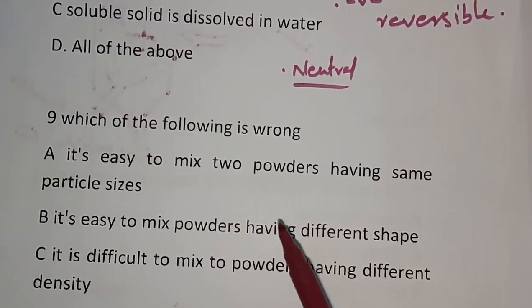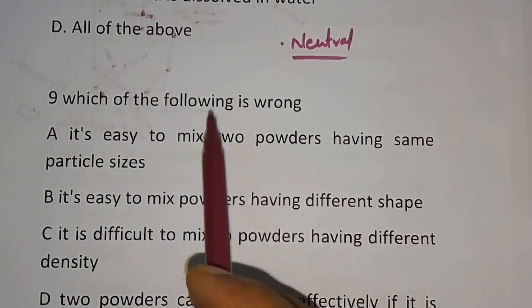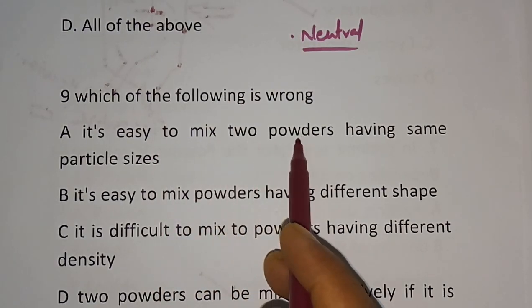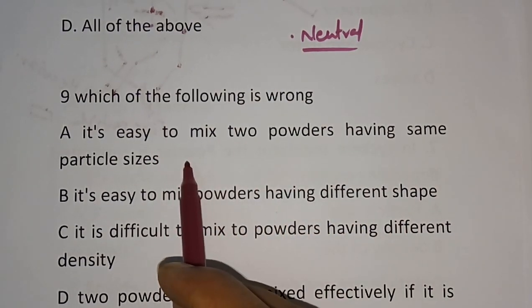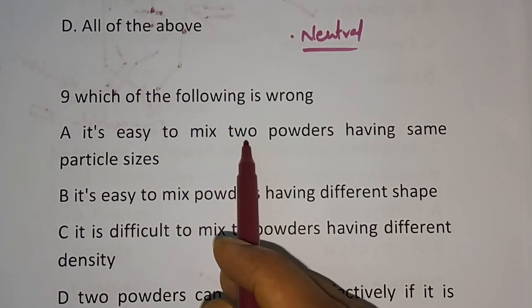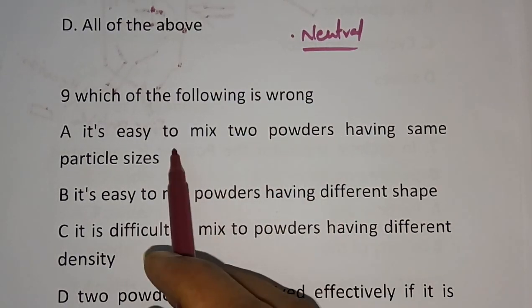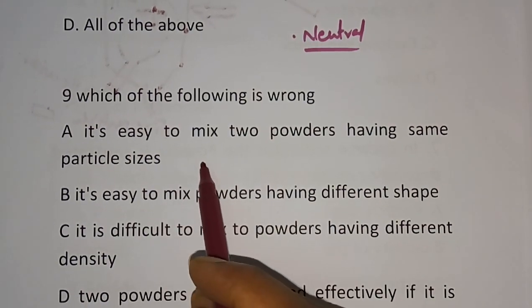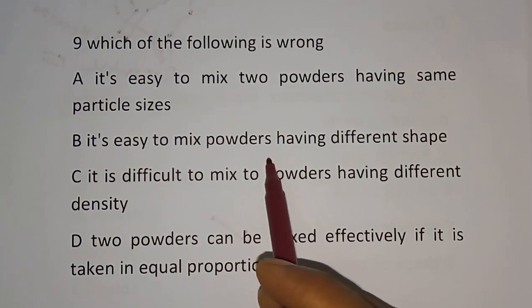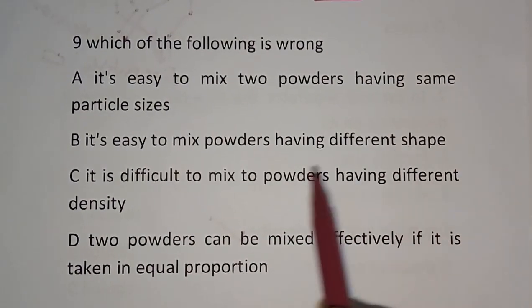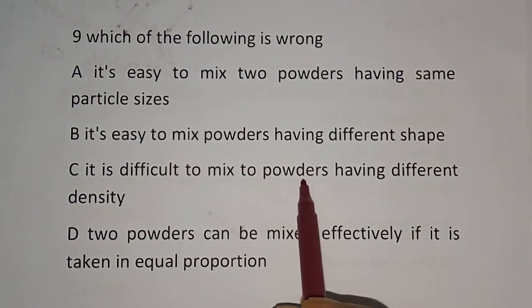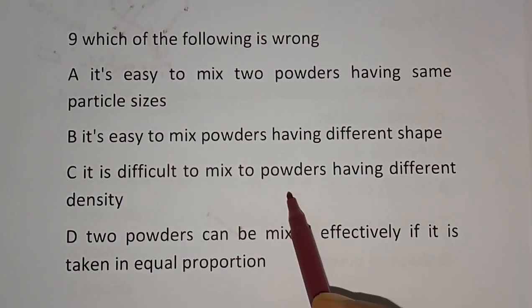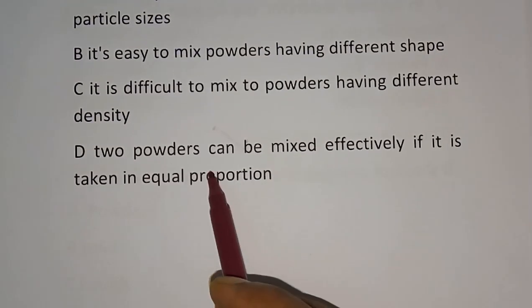We will move to the next question, question number 9. Which of the following is wrong? Option A, it is easy to mix two powders having same particle size. That is correct. We can easily mix two powders having same particle size. If it is different particle size, it is comparatively difficult. Next option, it is easy to mix powders having different shape. See, it is difficult to mix two powders having different density. That is also correct. The same density will be more preferable.